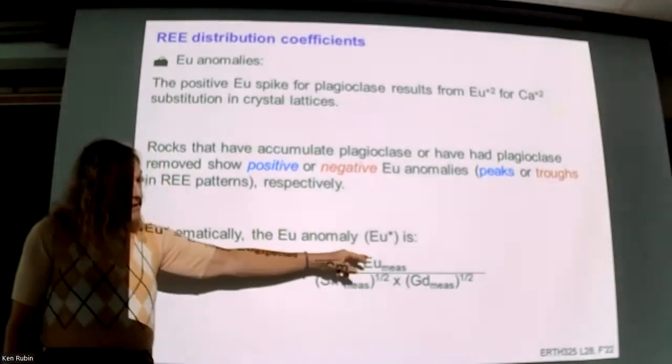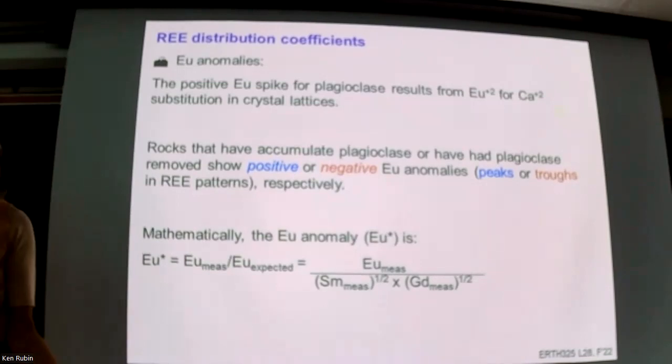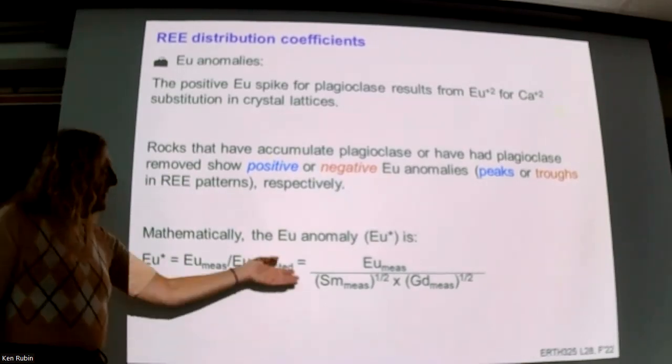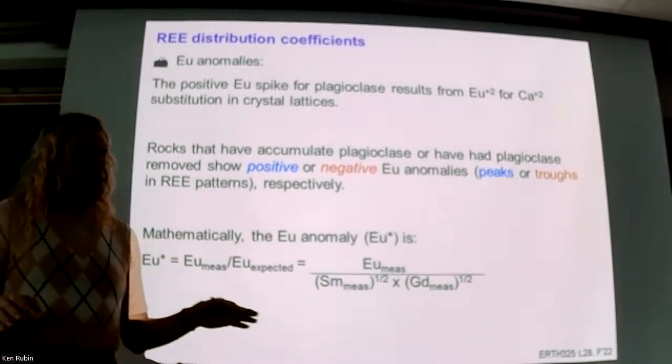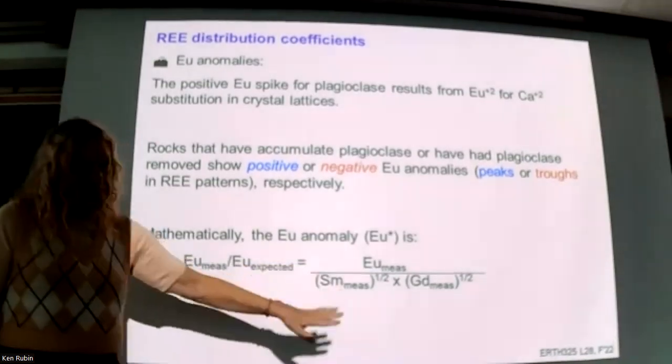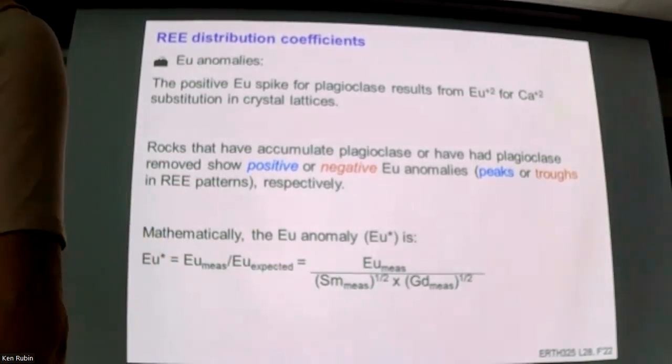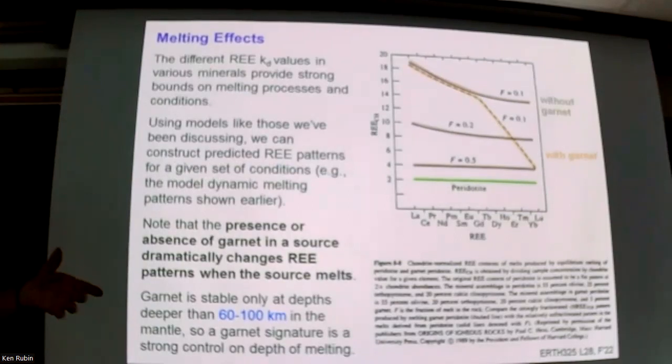And so positive values obviously mean there's extra europium in the magma, and values less than one mean that there's less europium. And we actually see europium anomalies correlate with things like calcium concentration or calcium aluminum ratio, things that are sensitive to plagioclase fraction.